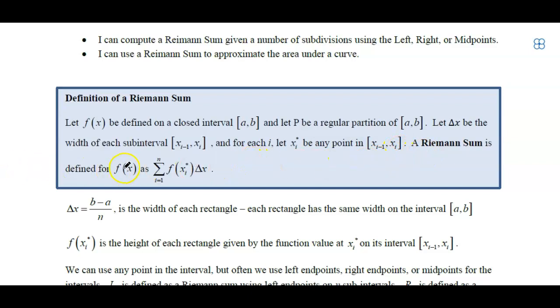Our Riemann sum is going to be defined for f of x as this. So the sigma from i equals 1 to n. So this is a big sigma notation, meaning we're just going to add things up, of f of x_i star times delta x. Now, that definition is probably very confusing if you've never seen these before. So we're just going to kind of break it down real quick, and see what we get.